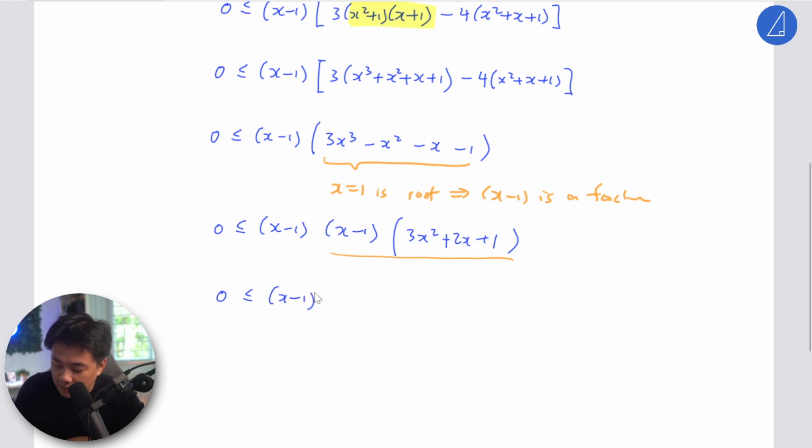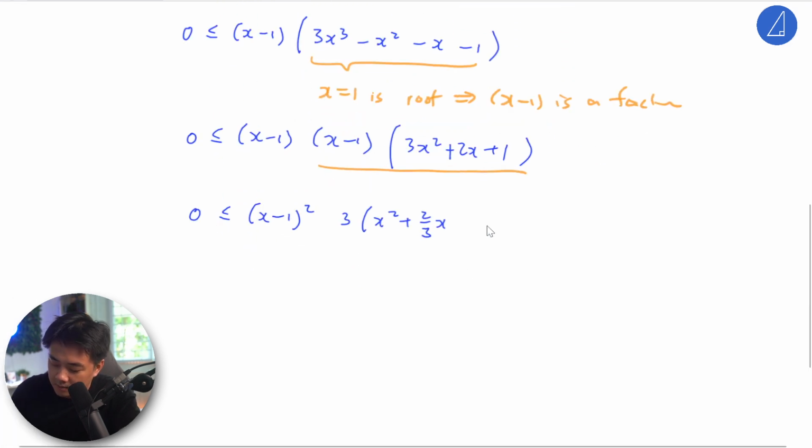We see that this is x minus 1 squared, which means that this is at least 0. This is positive or 0. Then for the other factor, we're going to complete the square and show that this is always positive. So the first is a repeated factor. If this is always positive or at least 0, and the other one is always positive, then obviously any x will satisfy it. So factorize the 3 out. I'm going to get x squared plus 2 over 3 x plus 1/3. Then I'm going to complete the square.